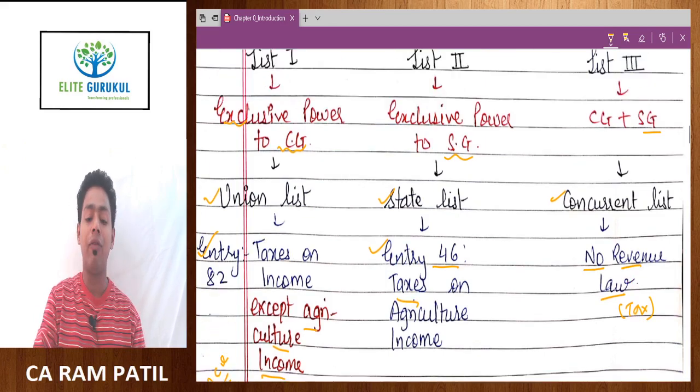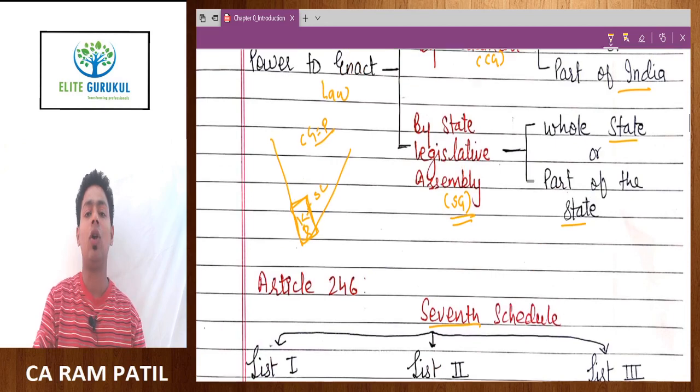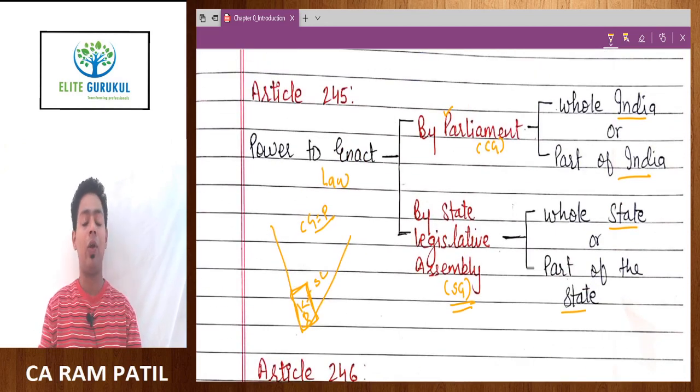I hope this is enough to understand that income tax is constitutionally valid through entry number 82 of the Union List.